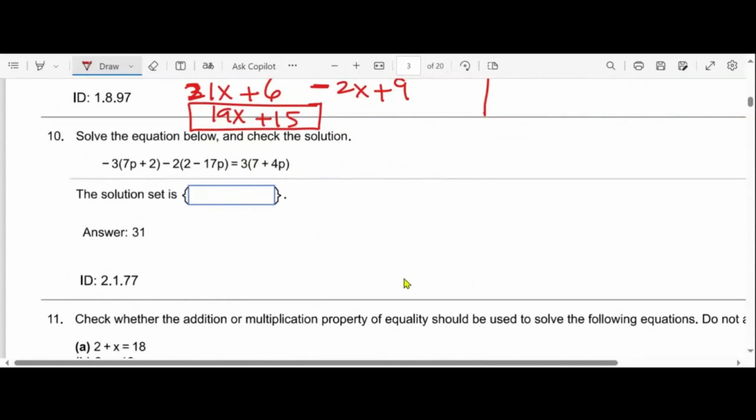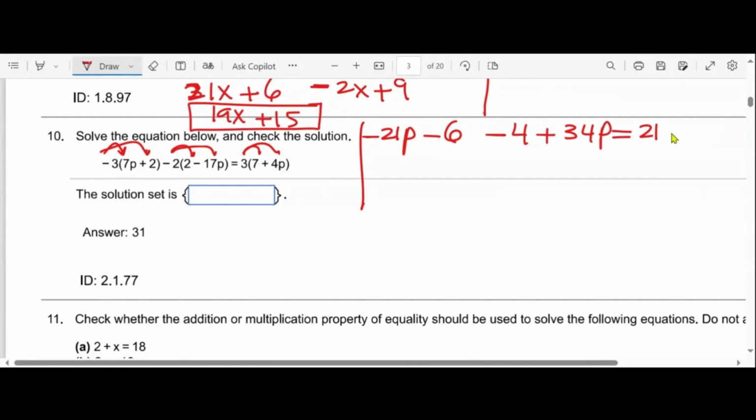Muhammad. Solve the equation below and check the solution. Okay, so we have to distribute how many times? 3 times. So tell me, you're going to be what? Negative 21b, 21 plus 2, minus 6, minus 4 and plus 54 equal 21 and 2.